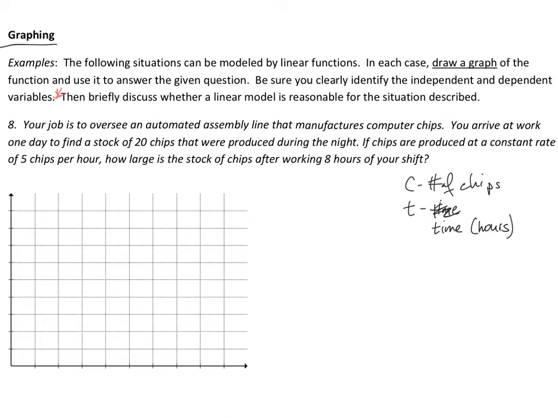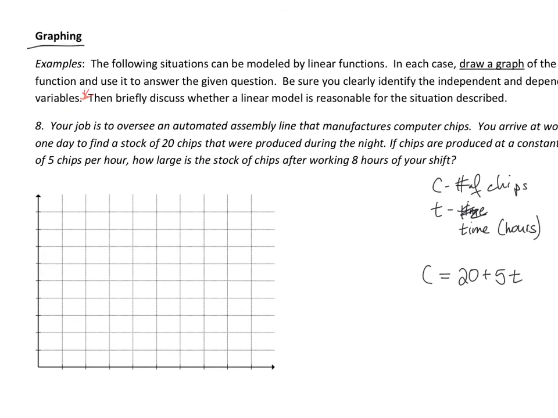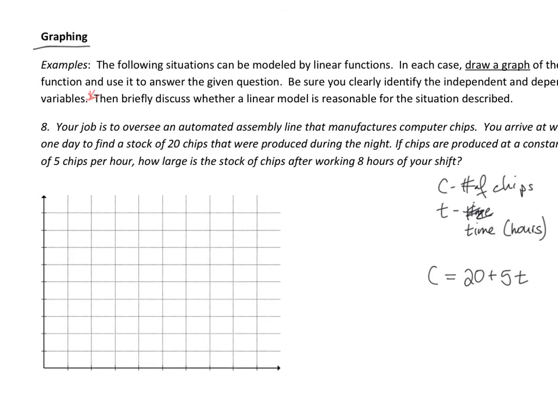So we can set up an equation that will be like this. C equals, we started with 20 chips at the beginning of our shift, and we make 5 chips each hour. As far as our graph goes, I feel like we should jump by tens here. So let's jump by 10, 20, 30, 40, 50, 60, 70, 80, and 90.